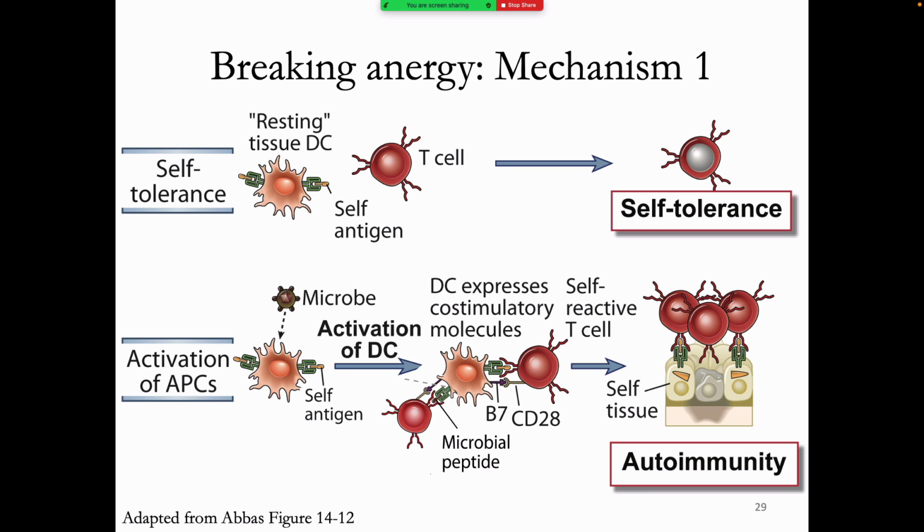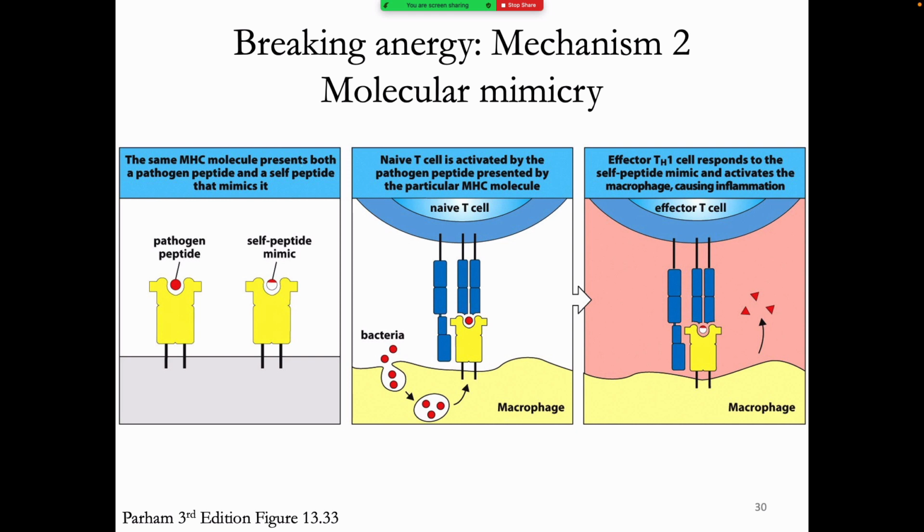Does that make sense? Okay. So that's one kind of big piece of how we can break anergy. And you can imagine the ways that this can be kind of similar to what we might see in an autoimmune situation. The other mechanism is something known as molecular mimicry.